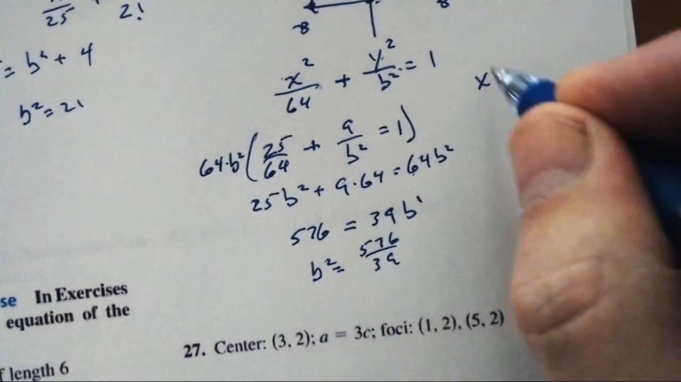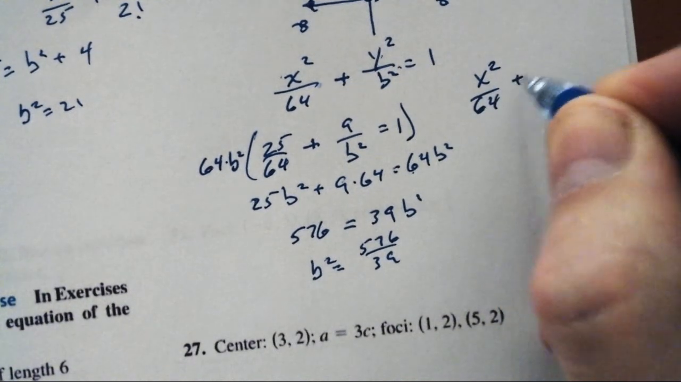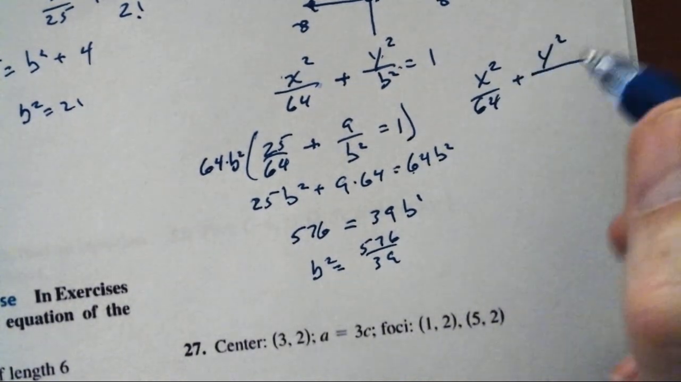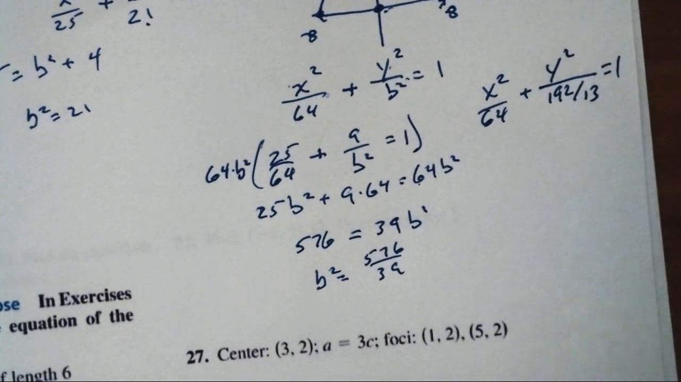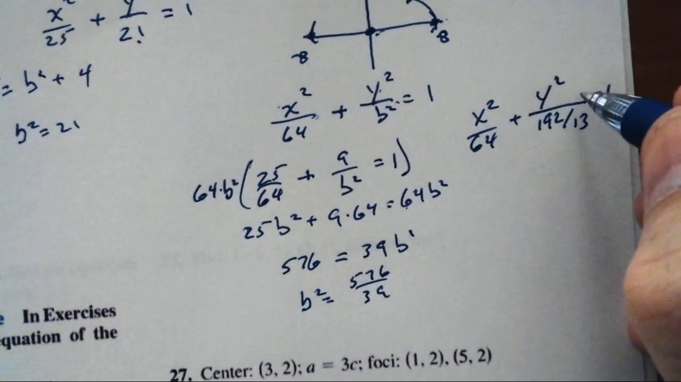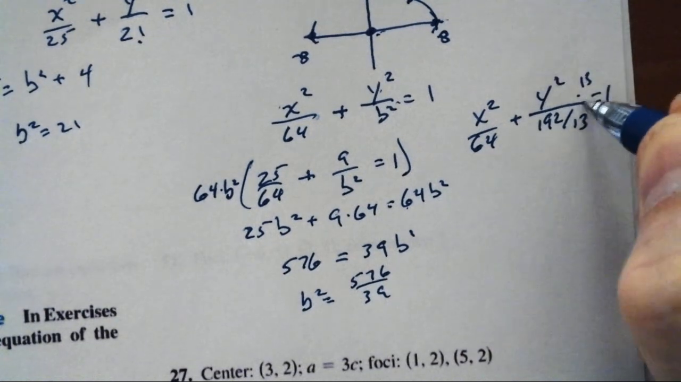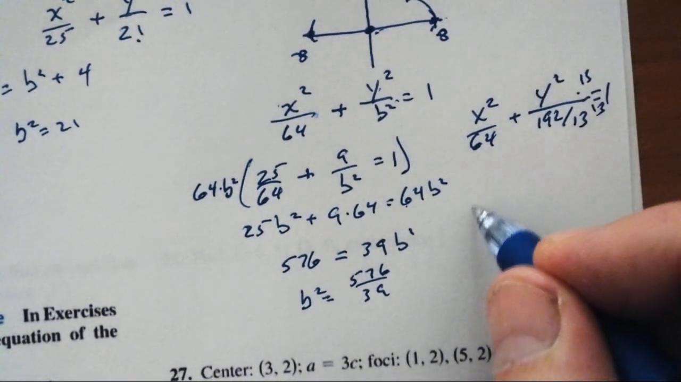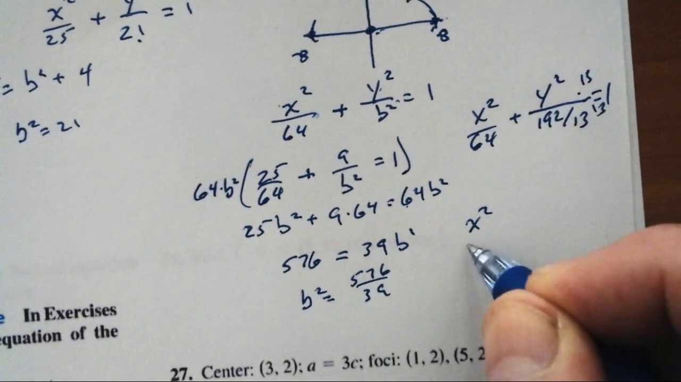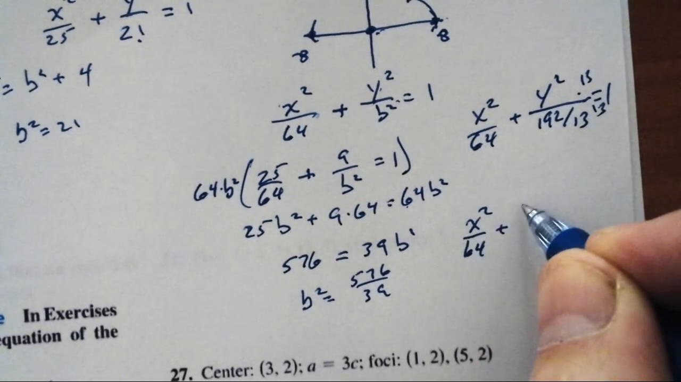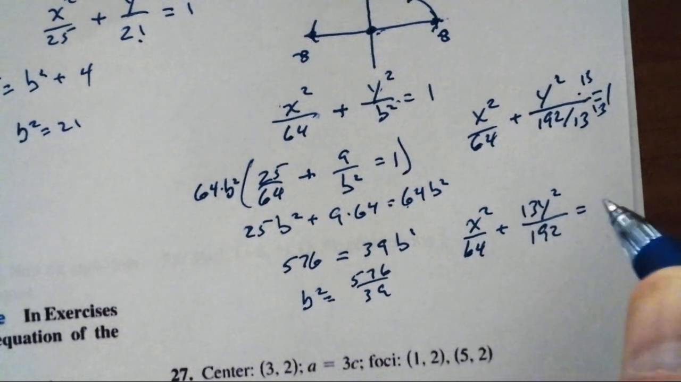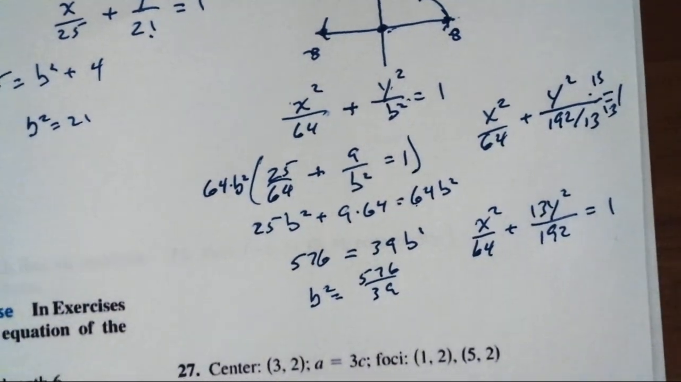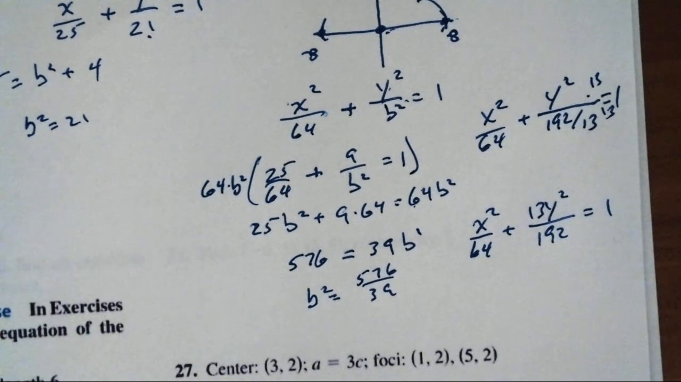So now I've got x squared on 64 plus y squared on big old 192 on 13 equals 1. Multiply this by 13 on 13, and the 13s cancel in the denominator, and we end up with x squared on 64 plus 13y squared on 192 equals 1. And there we have it.